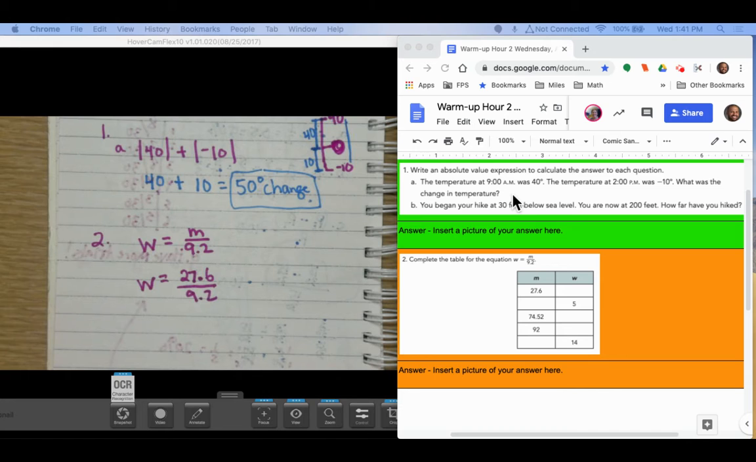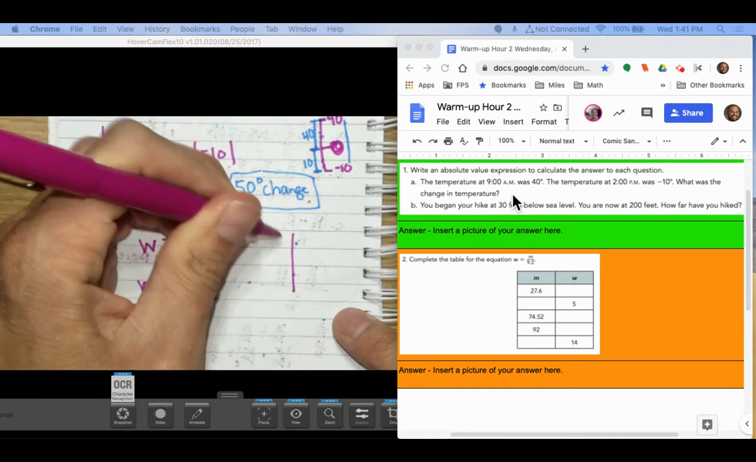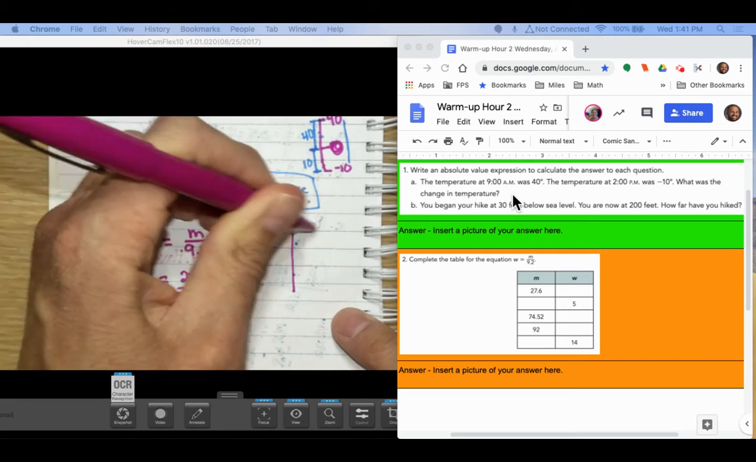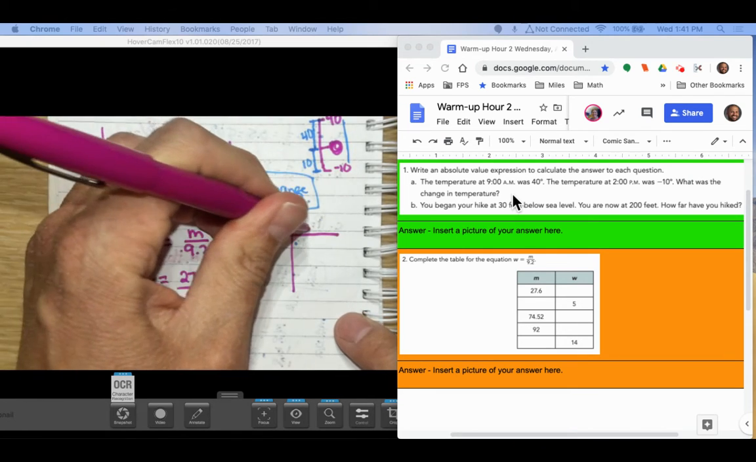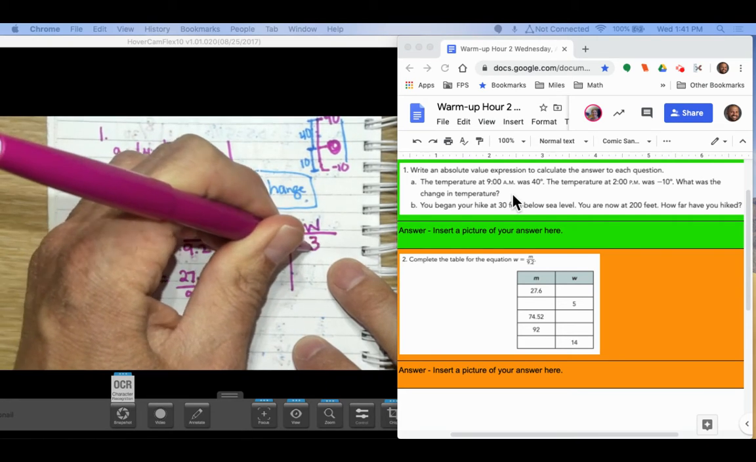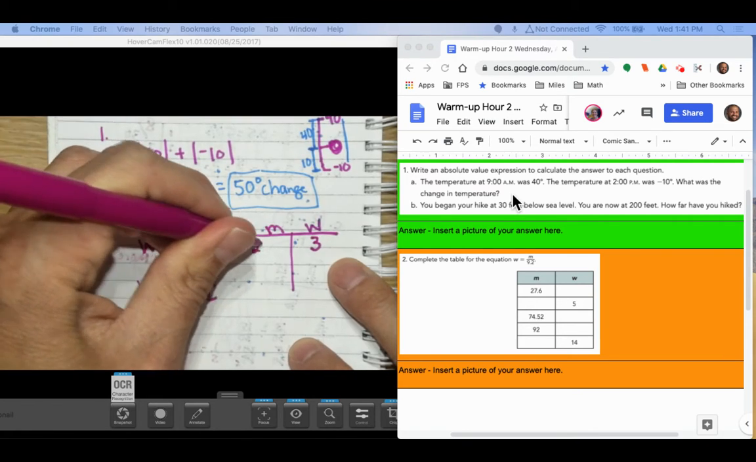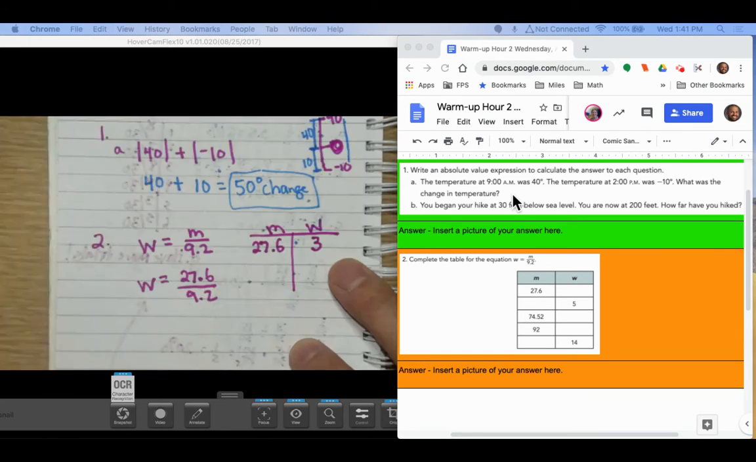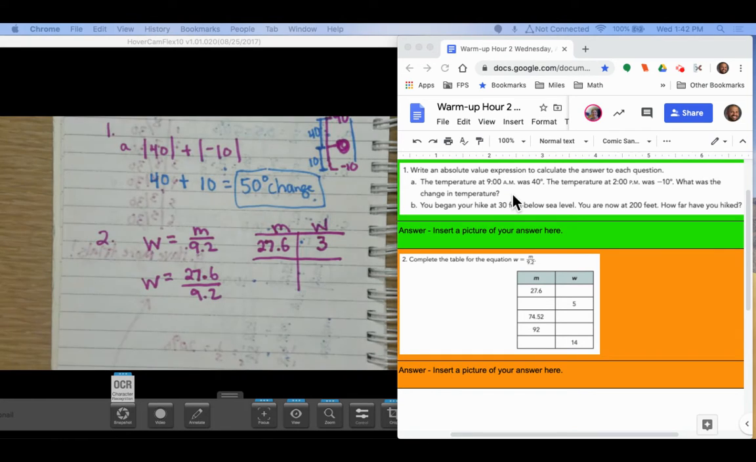And if you're using your calculator to figure this out, I'm okay with this because we're just trying to work on figuring out how this equation would go. 27.6 divided by 9.2 would give me my first answer of 3. So we have my M over here, we have the W over here, and my first W answer would be 3.